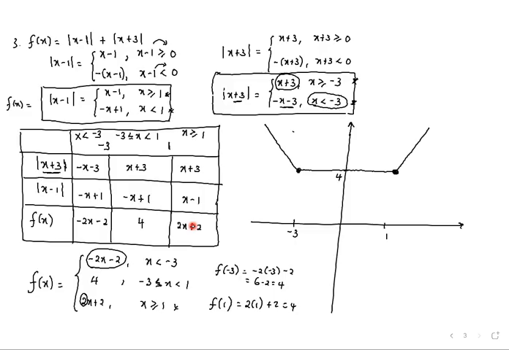So, can you explain again how you know if it's going up or down? You're using the gradient, the coefficient of x. If it's negative, it's going down. If it's positive, it's going up.